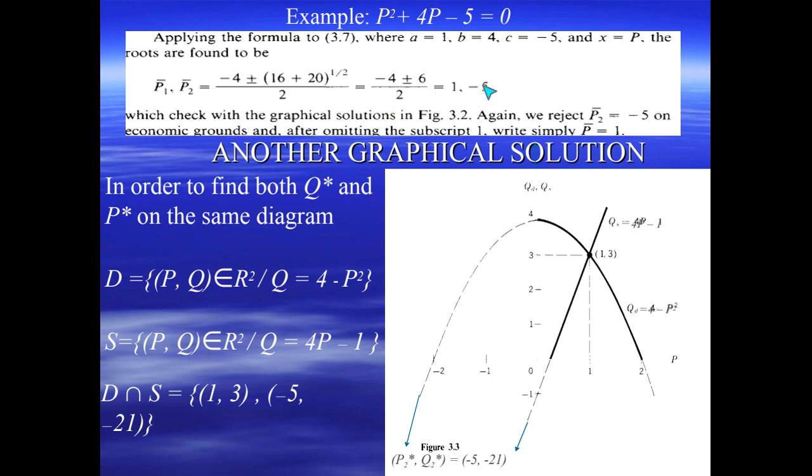You see, we obtained the two equilibrium prices. One is 1, the other one is minus 5. And of course, we will say minus 5 is economically meaningless. We will take this one as a solution. Although minus 5 is a solution as well, it is not acceptable economically. It's not meaningful. It's economically meaningless. You see? All right.